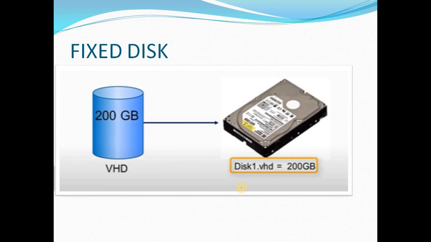Now, number one, fixed size. When you create a virtual hard disk out of your physical hard disk, the first option is the fixed disk size. If you create a 200 GB virtual hard disk out of your physical hard disk, that is the fixed option. It's something like a hard quota. It's fixed. Either you use it or not, the full space is now used. That's a fixed disk size. So you need to be careful.